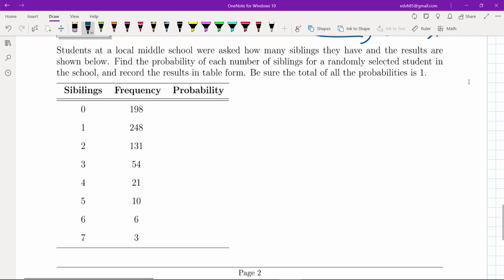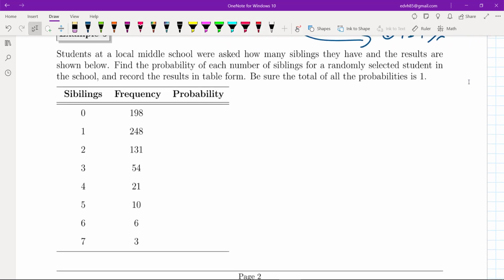And one last example. Students at a local middle school were asked how many siblings they had, and the results are shown below. Find the probability of each number of siblings for a randomly selected student in the school and record the results in table form. Be sure that the total probability is 1. In this case, they're not giving us probabilities. They're asking us to find them first and then construct the probability distribution. Instead, they're giving us the frequencies.